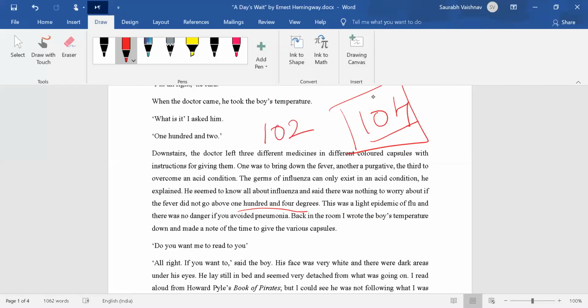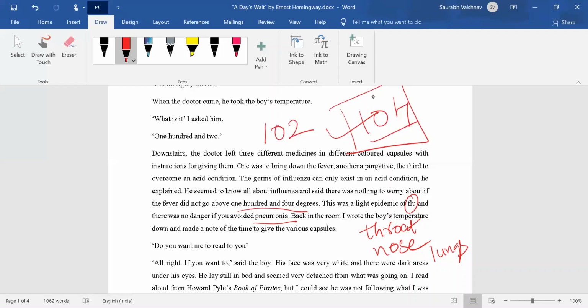This was a light epidemic of flu, and there was no danger if you avoided pneumonia. Pneumonia is a more severe condition in which the throat, nose, and sometimes even the lungs are affected. So pneumonia is more severe than flu, and the doctor suggested that it's better that the temperature stays lower than 104 degrees.